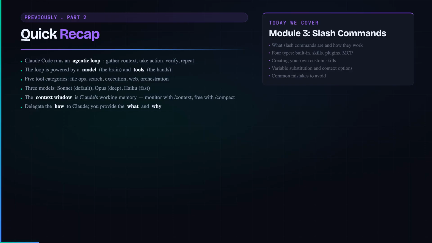Before we dive into this module, here's what we covered in Part 2. How Claude Code works through an agentic loop that gathers context, takes action, verifies results, and repeats. This loop is powered by a model like Sonnet that does the thinking and tools like read, bash, and write that do the doing. You learned about 5 tool categories, 3 models, Sonnet, Opus, Haiku, and how the context window is Claude's working memory. The key insight: delegate the how to Claude, and you provide the what and why.